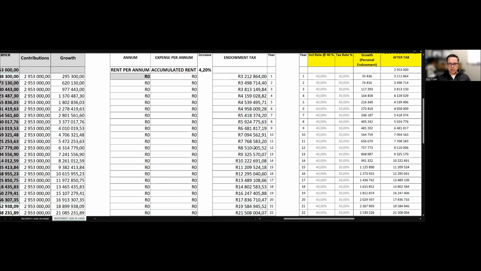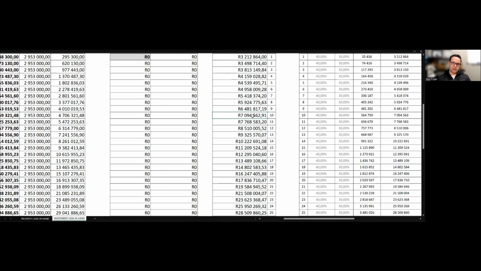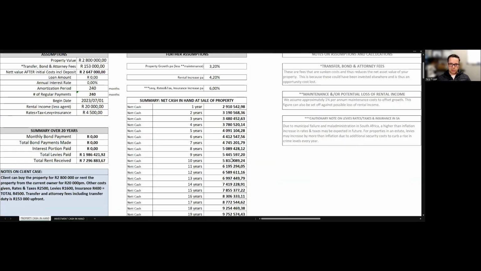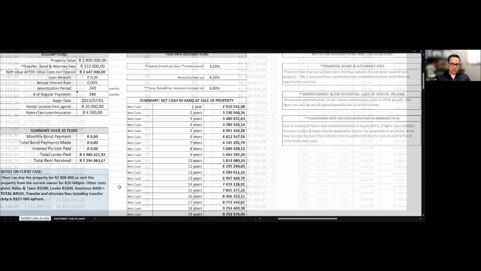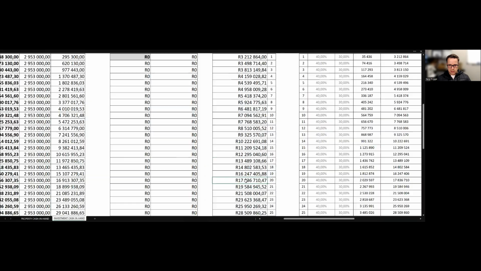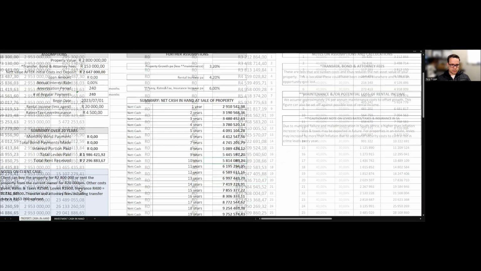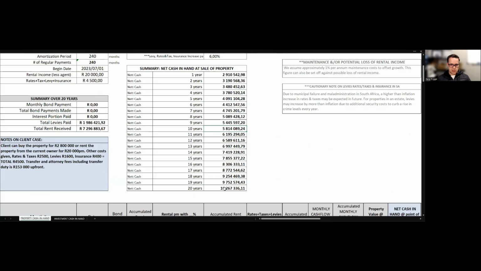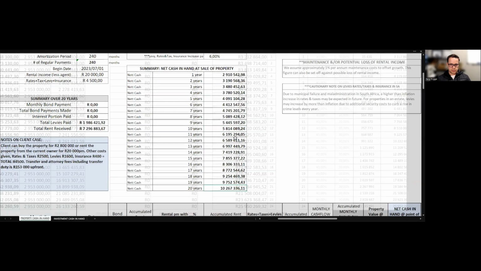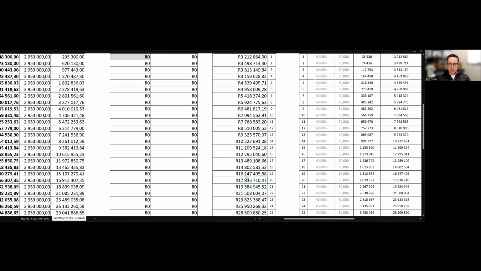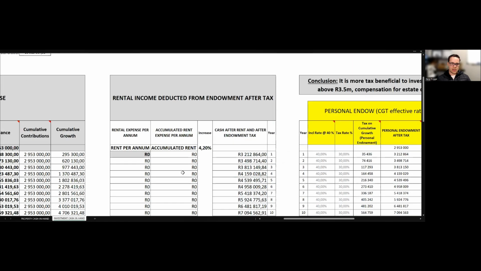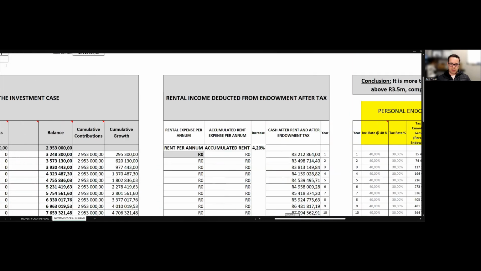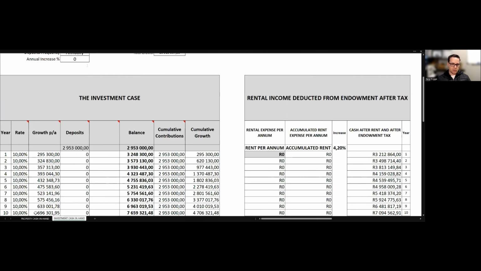Okay, so after 10 years, the client will have 7 million in the bag, and that's after tax. Let's see, after 10 years, 5.8 million in the bag. That's for the property. 5.8 million versus 7 million. After 20 years, 17.8 million. And after 20 years, here, 10.2 million. Right, so clearly the investment has a better outcome compared to the property.